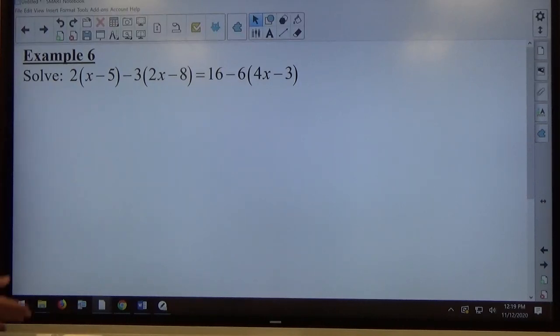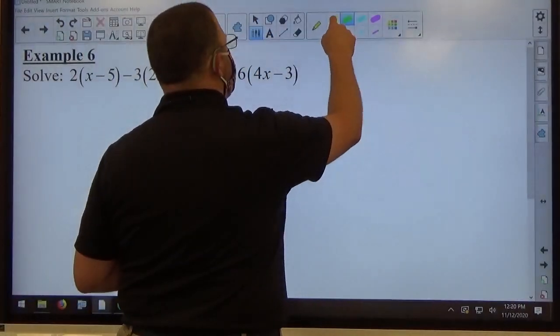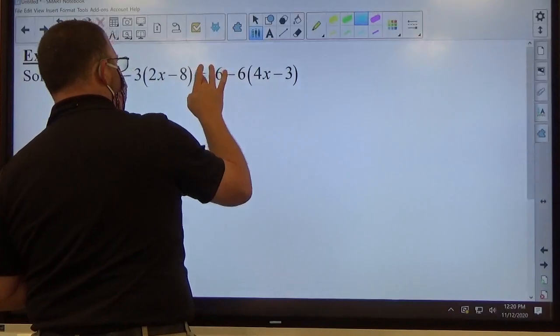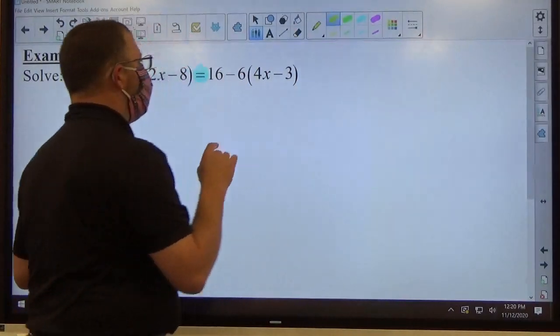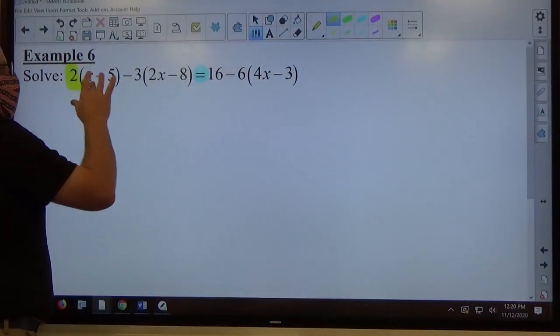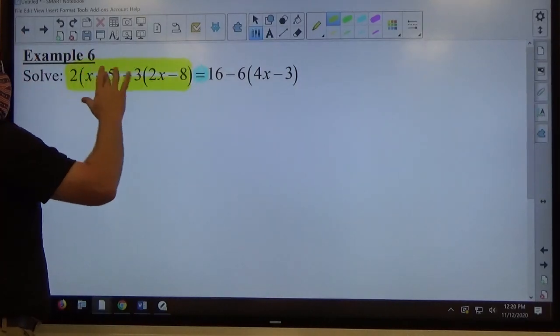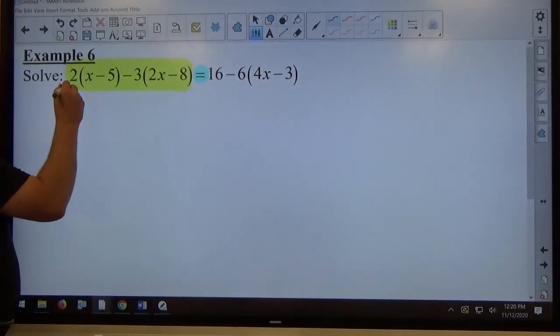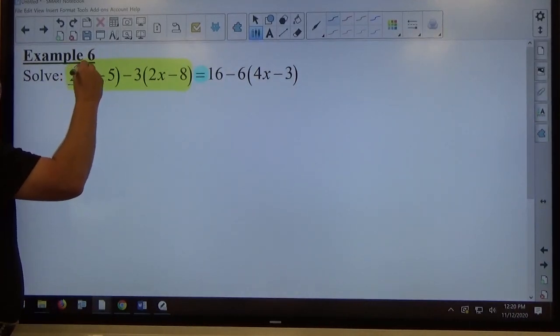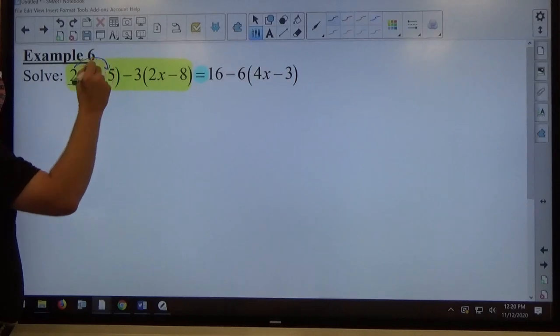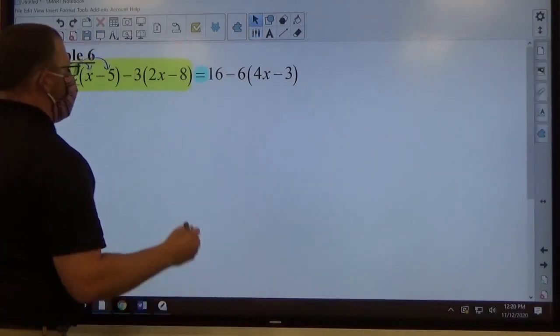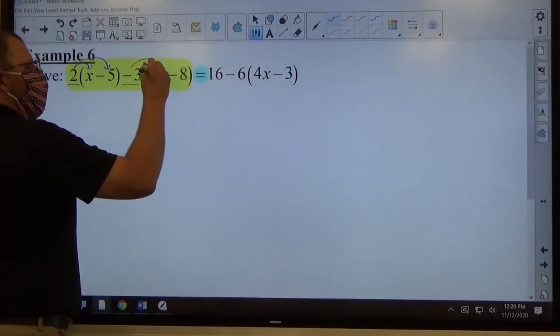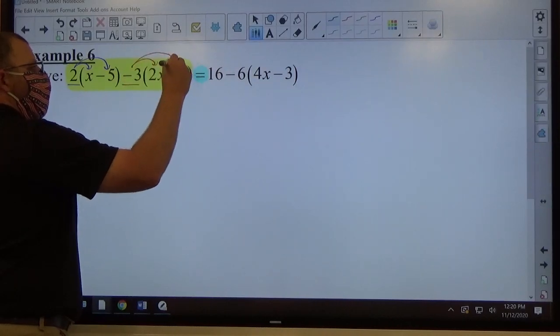Look at example 6, and it's got lots of stuff going on, but again, if you make that first distinction between sides, and again, a lot of times in algebra, things are easier when you look at them in pieces instead of looking at the whole thing at once. The left-hand side is all this stuff over here, and if I look at those things that are happening over here, I have a distributive property of multiplying positive 2 times x and positive 2 times negative 5. I got a second distributive property happening here. I got negative 3 being multiplied by 2x and negative 3 being multiplied by negative 8.